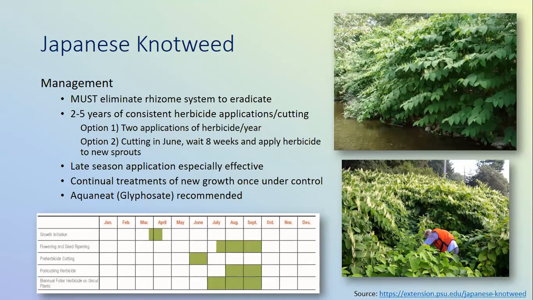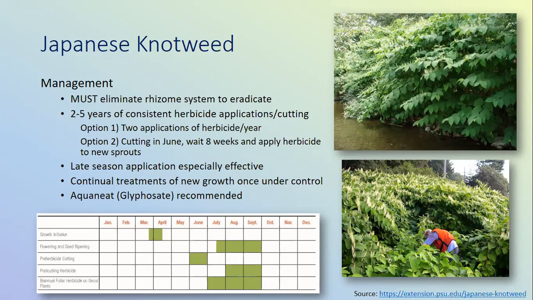Your option is to do 2 applications of herbicide per year, but I highly recommend the second one, which is a little less intensive, it's able to be managed, and it allows other plants to thrive a little more. That is, you cut it in June, after it's used all of its energy to grow and become that bushy plant that it is. You'll want to wait about 8 weeks so that it can grow a little bit more, and then that's when you'll apply herbicide to its new sprouts.